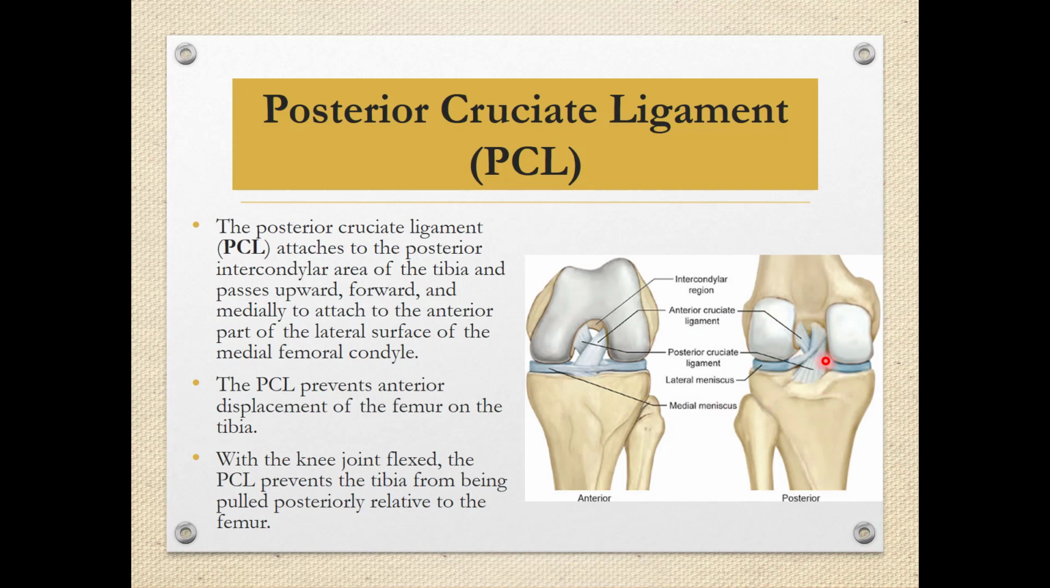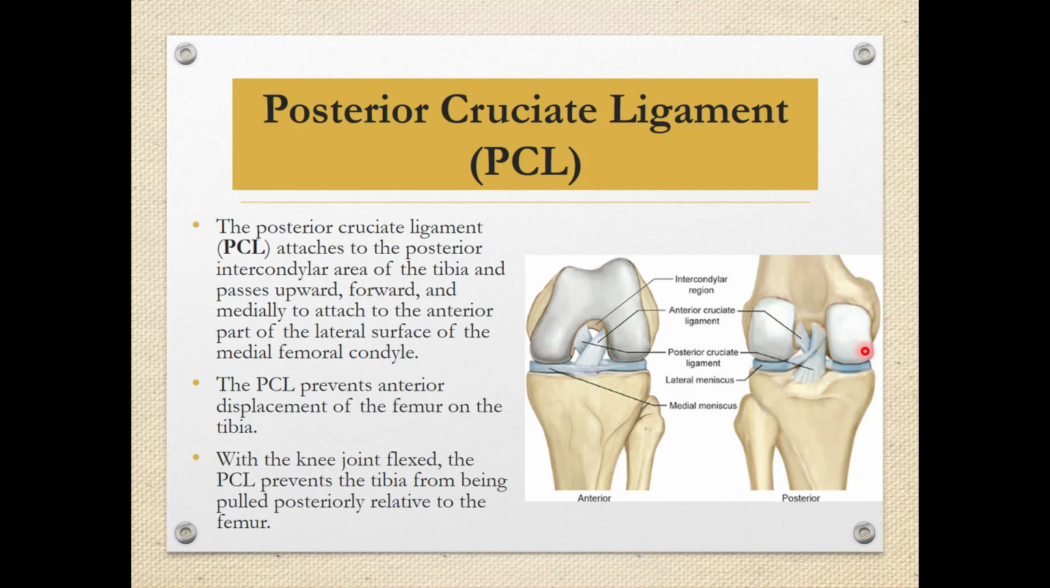It passes upwards, forwards and medially, as the anterior cruciate ligament was crossing upwards, backwards and laterally, but the posterior cruciate ligament is passing upwards, forwards and medially, to attach to the anterior part of the lateral surface of the medial femoral condyle. The anterior cruciate ligament was attached to the posterior part of the medial surface of the lateral femoral condyle, but here the posterior cruciate ligament is attached to the anterior part of the lateral surface of the medial femoral condyle. This is the medial femoral condyle.